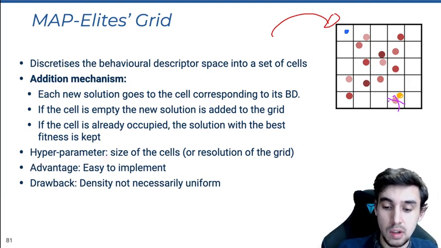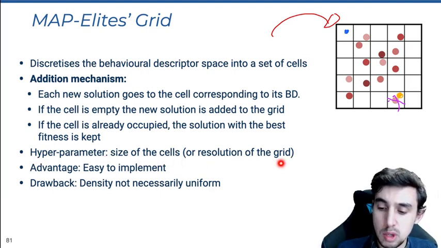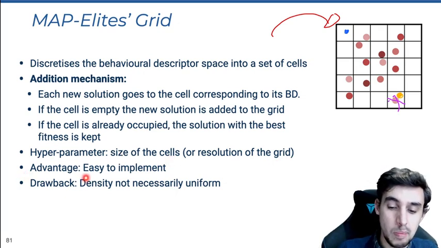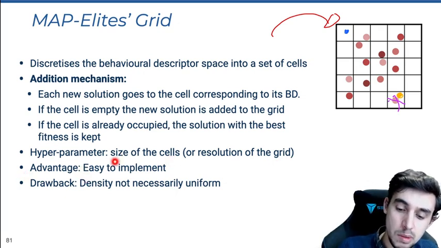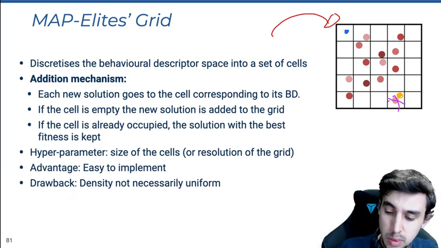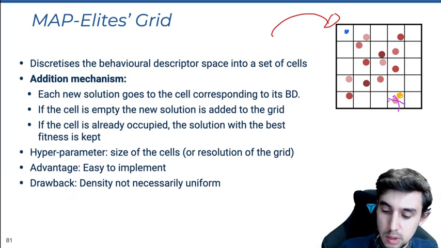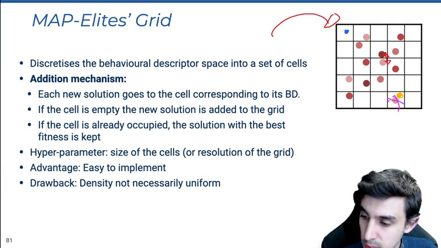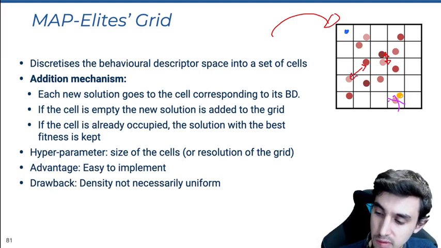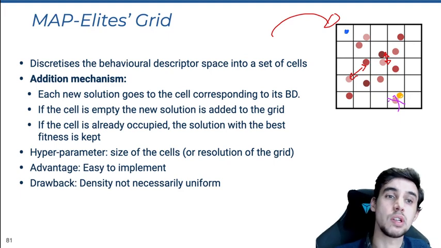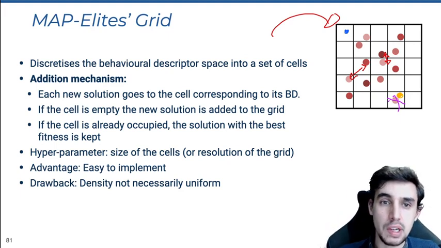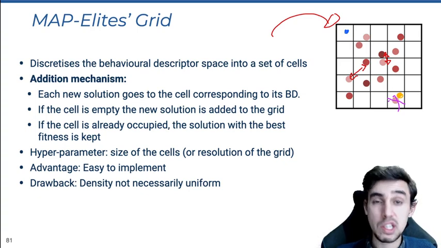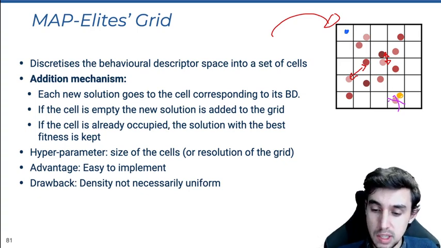So this means that it has just one parameter, which is the resolution of the grid or the number of cells. That's a big advantage because it's very easy to implement, but it has a small drawback, which is that the density of the solutions is not always uniform. So typically you can see that here, for instance, we have 2 solutions that are very close to each other, while here we might have solutions that are significantly further away. So the density in this region is lower than the density in this region. In some complex applications, it might be troublesome, but in general, it's a very good and simple implementation.